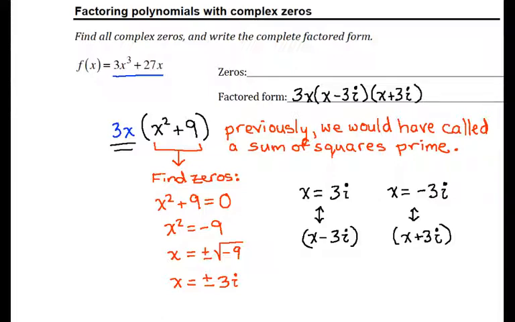Now for the zeros, I've found two of them. I found 3i and negative 3i. But there's one more. I don't want to forget about this GCF right here. If I were going back to the idea of solving a polynomial equation by factoring, I would set each factor equal to 0, and then divide both sides of this by 3. 0 divided by 3 is, of course, still just 0. So this does also have 0 as one of its zeros.